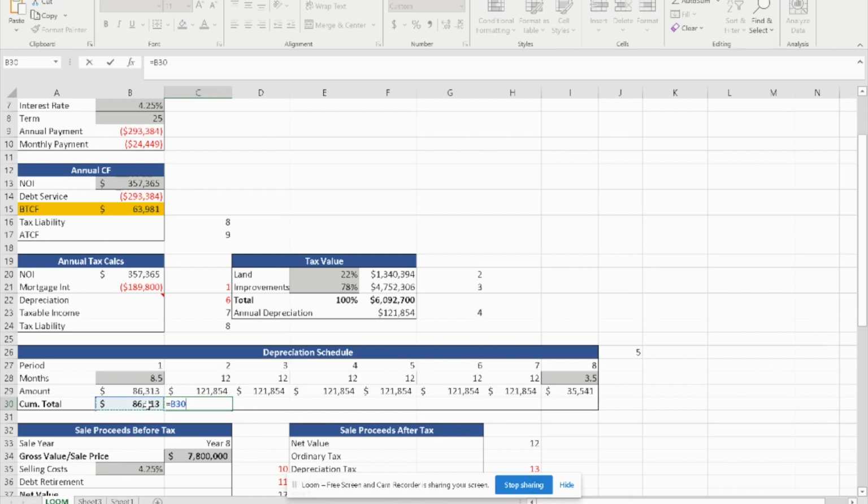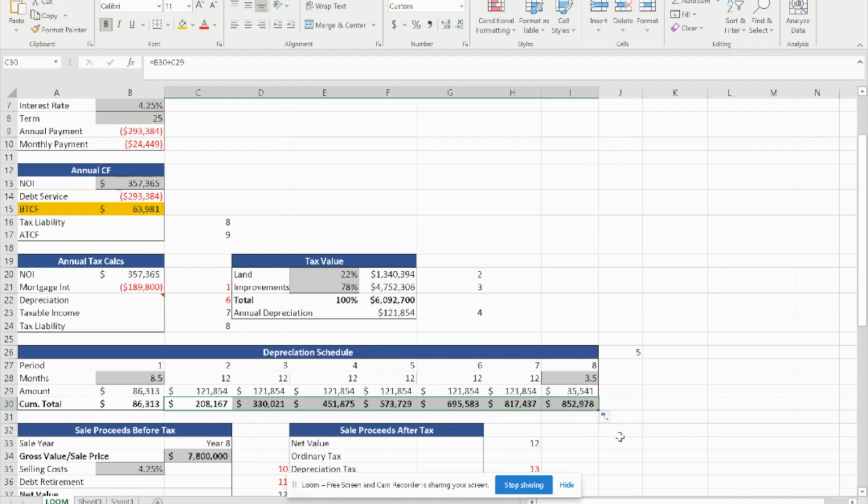We're going to do the previous year plus the current year, and we're not going to anchor that because we're going to drag it across to calculate the total cumulative depreciation as we go from year 1 to year 2. So all we're doing here is adding the previous year's depreciation and the current year depreciation to get the cumulative depreciation all the way to year 8.